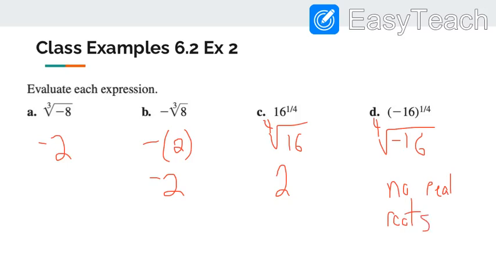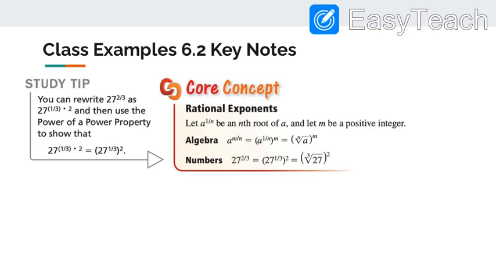And we went over why earlier in our lesson. Again, even power with a negative underneath the exponent does not have any real roots. Some concepts here you'll want to keep in note of.